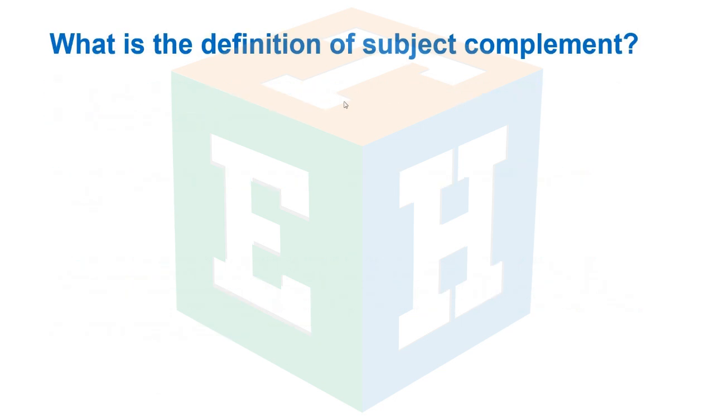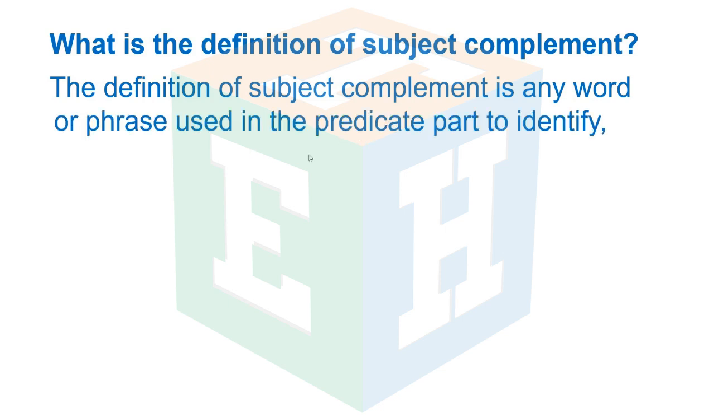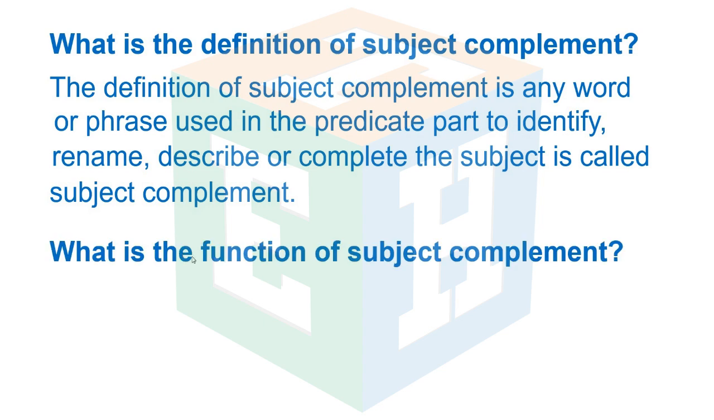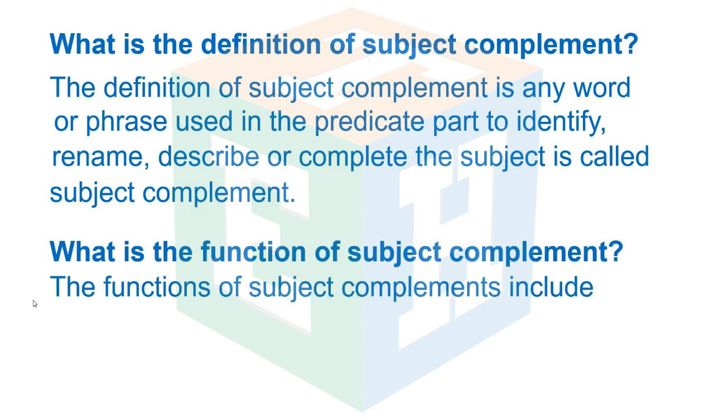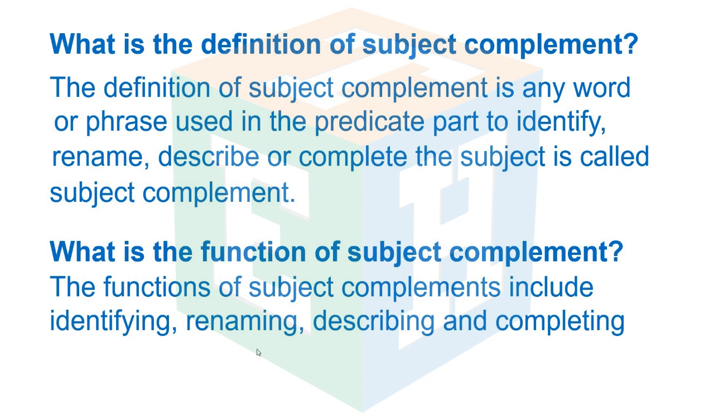What is the definition of subject complement? The definition of subject complement is any word or phrase used in the predicate part to identify, rename, describe, or complete the subject is called subject complement. What is the function of subject complement? The functions of subject complements include identifying, renaming, describing, and completing the subject of the sentence.